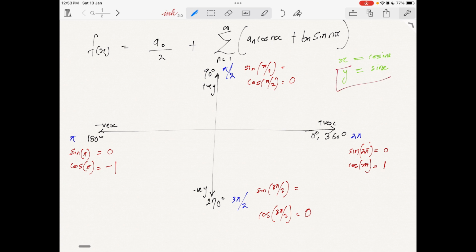And since the y-axis is equivalent to sine, sine pi over 2 and sine 3 pi over 2 will have their values. Since sine pi over 2 stands on the positive y-axis, we can say that sine pi over 2 is equal to plus 1. And since sine 3 pi over 2 belongs to the negative y, we can say that sine 3 pi over 2 is equal to minus 1.